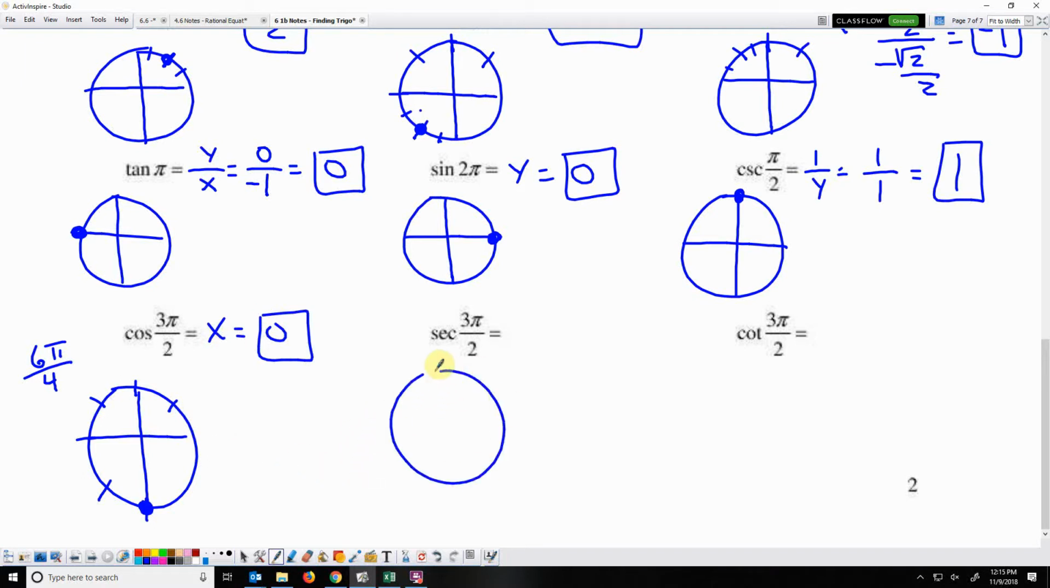Secant at that same spot. Secant is reciprocal of cosine. So that would be 1 over x. And this is not left or right at all, so the x value is 0. 1 over 0, this one is undefined.